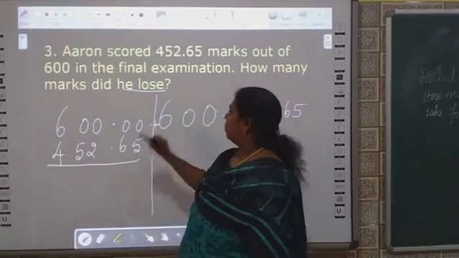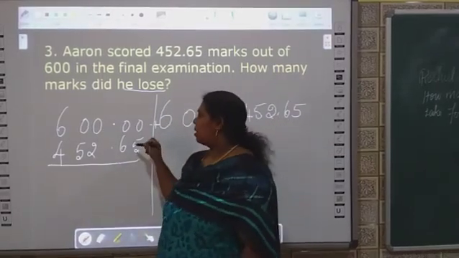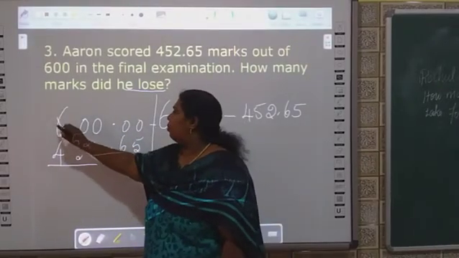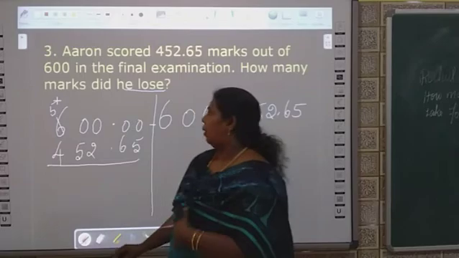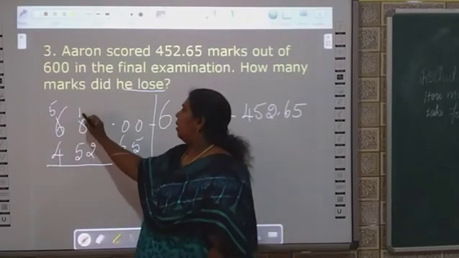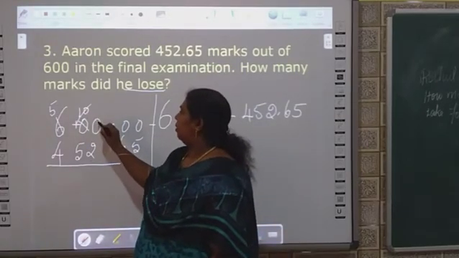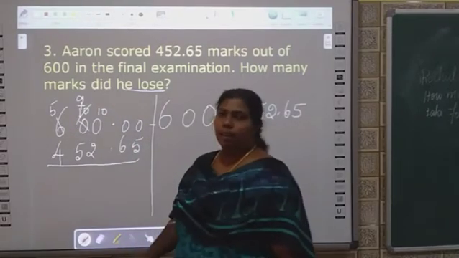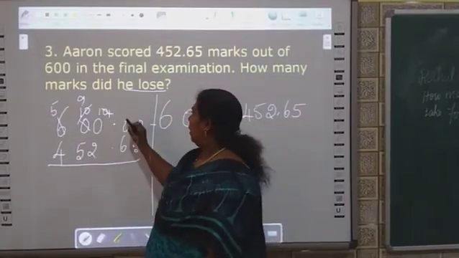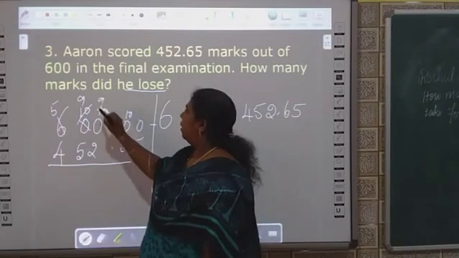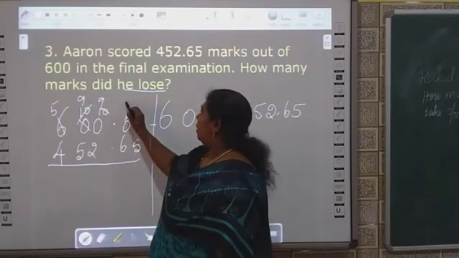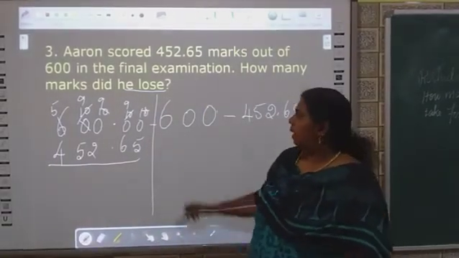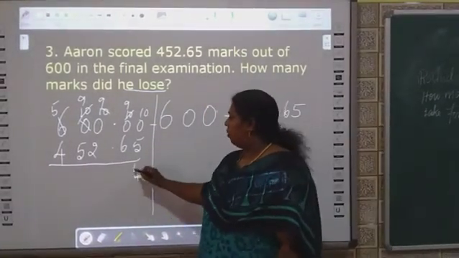Subtract it. Here we cannot subtract. So what do we have to do? We have to borrow from here. Okay. If you borrow from here, it will become 5. Then here 10. From 10 we are taking here, but here 9 will be left. Here 9, here 10. Right? Yes. Now subtract: 10 minus 5, 5.